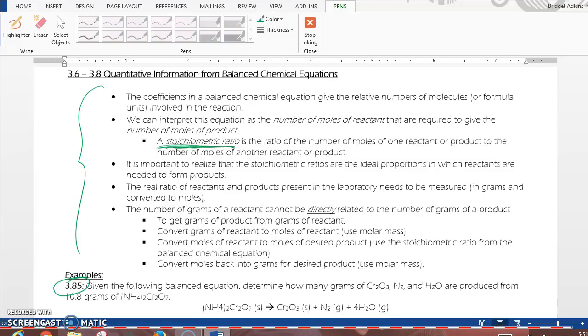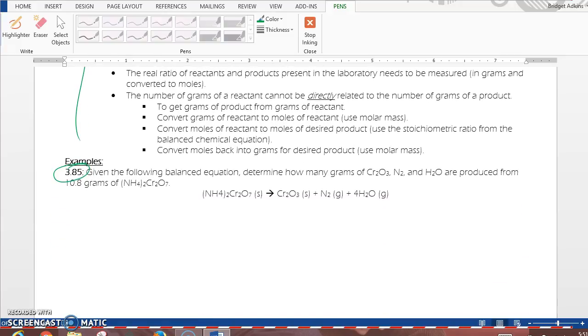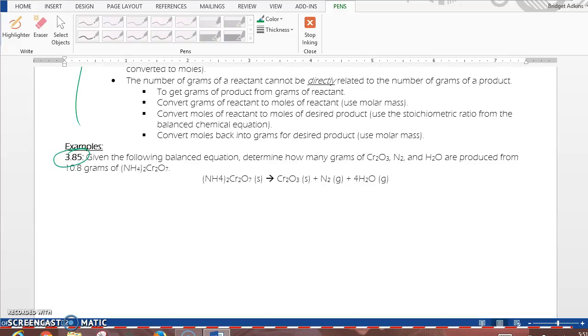So if we come down here, we're actually going to use BCA tables, which is what we did last year when we did limiting reactants, but they actually work really well for a problem like 85 because they're asking about every single one of these products. They want to know the mass of all 3. We only have one reactant, which is 10.8 grams, and so again, we don't have to worry about limiting reactants.